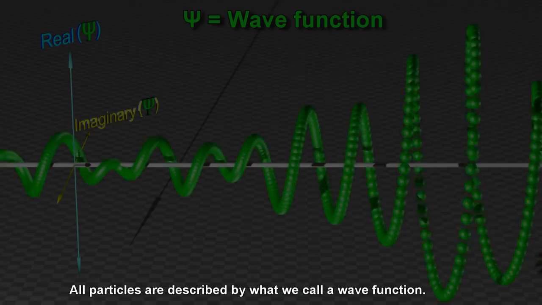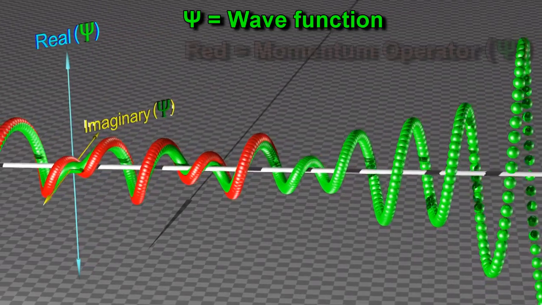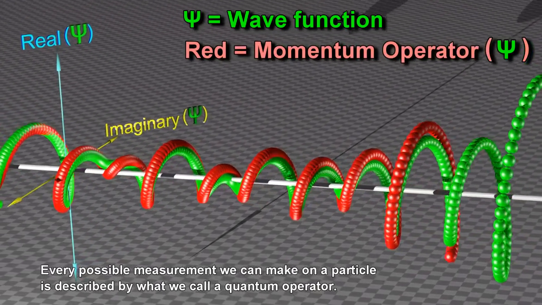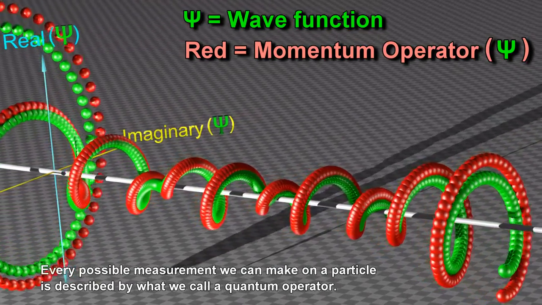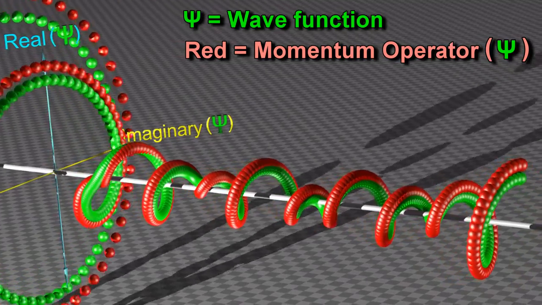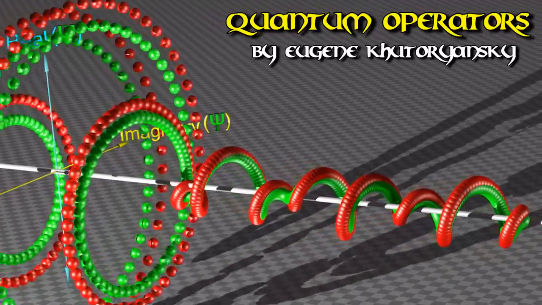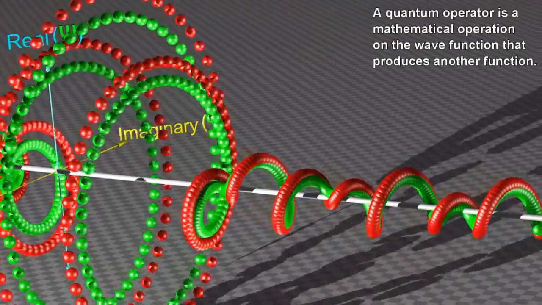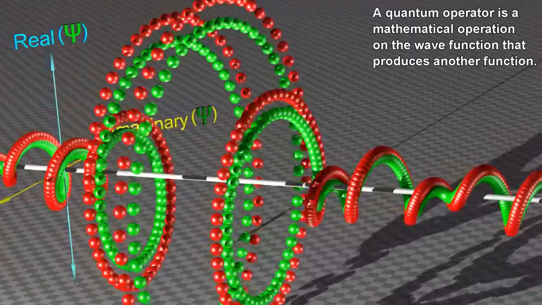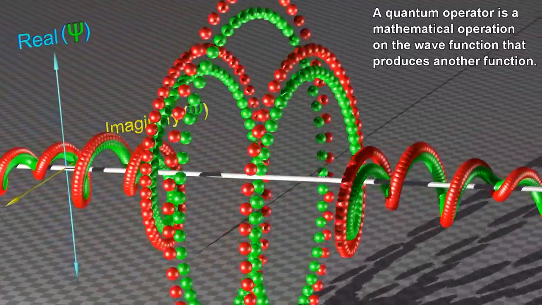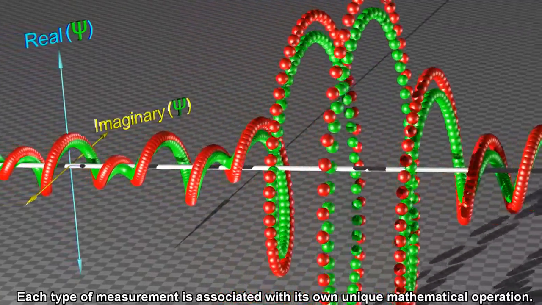All particles are described by what we call a wave function. Every possible measurement we can make on a particle is described by what we call a quantum operator. A quantum operator is a mathematical operation on the wave function that produces another function. Each type of measurement is associated with its own unique mathematical operation.